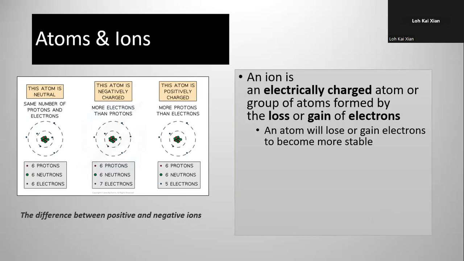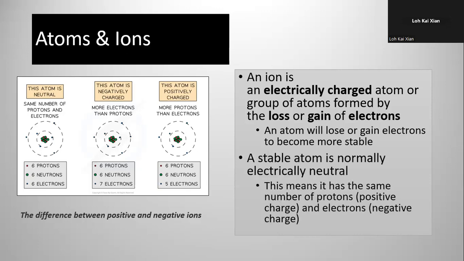So what is an ion? An ion is an electrically charged atom or a group of atoms formed by losing or gaining electrons. So if the atom loses an electron, it's an ion. If the atom gains an electron, it's also an ion. A stable atom is normally electrically neutral, right? This means that it has the same number of protons, positive charge, and electrons, negative charge. That means it has the same number of protons and electrons.